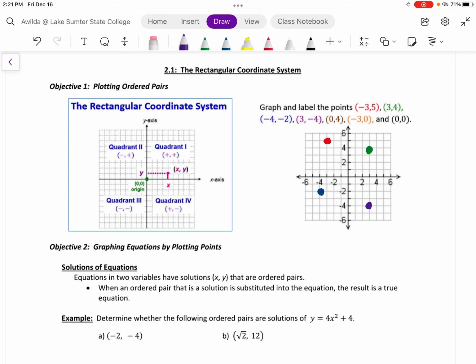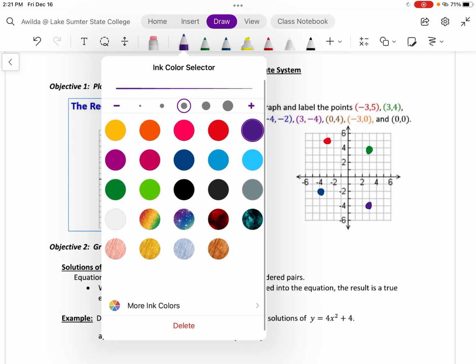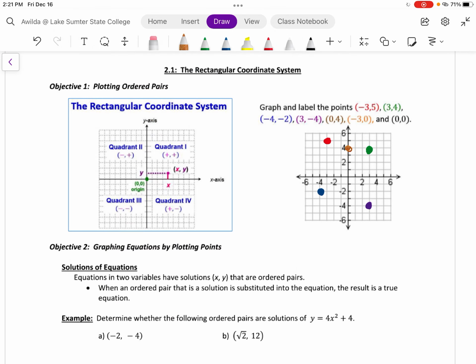Next, we have the ordered pair 0, 4. Let's see if I can find a brown color. That's going to be a little tougher. Maybe this one right here. 0, 4. 0 is the x-coordinate, which means that we're not going to travel left or right from the origin, but we're going to travel 4 units straight up. There we go. That's as close as I can get to that brown.